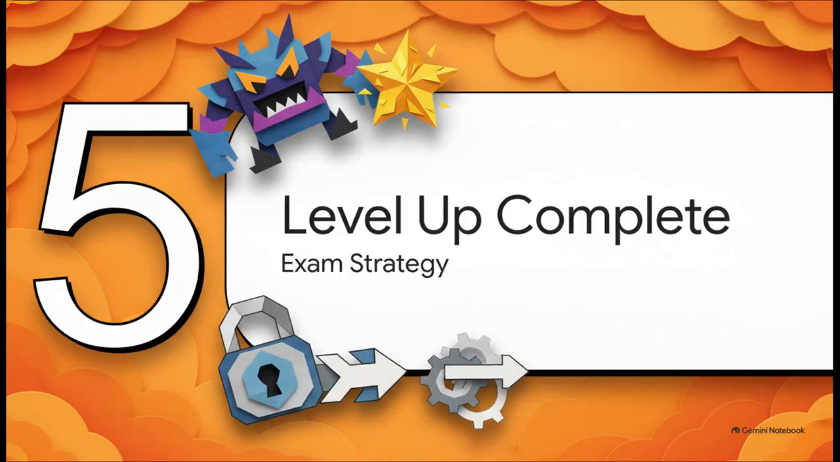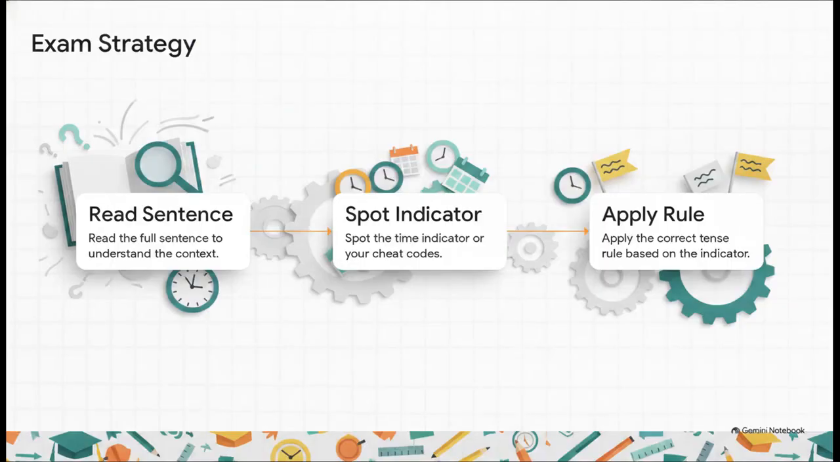Level up complete. Exam strategy. Fantastic work getting through that boss fight. Now, let's quickly lock in a foolproof strategy for the actual exam day. Step 1, always read the full sentence to get the context. Step 2, scan for and spot your time indicator cheat codes. Step 3, apply the correct rule. Following these 3 steps is absolutely crucial to stop you from losing marks on silly, impulsive guesses.